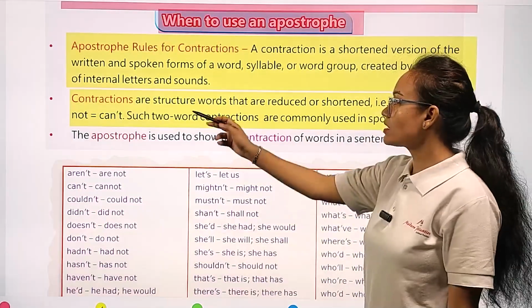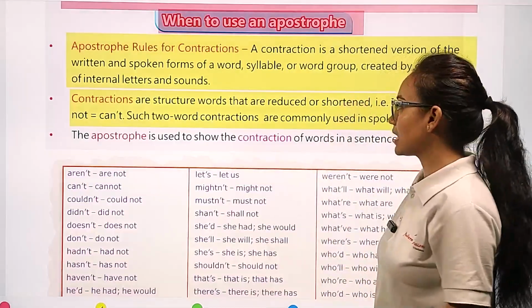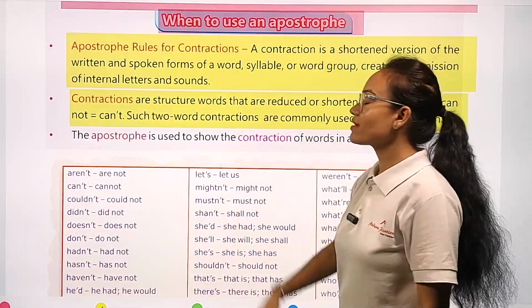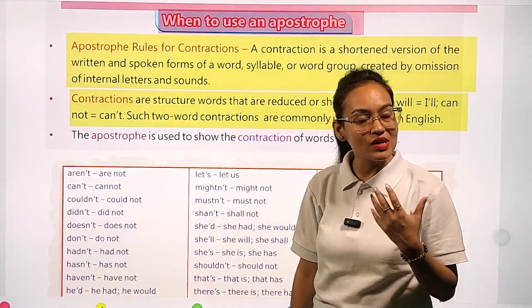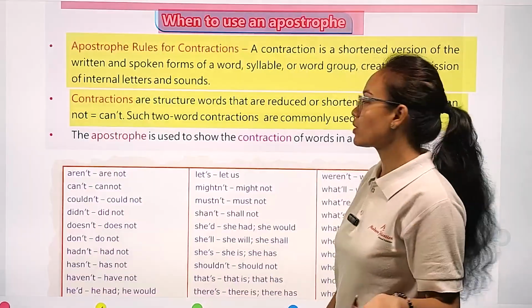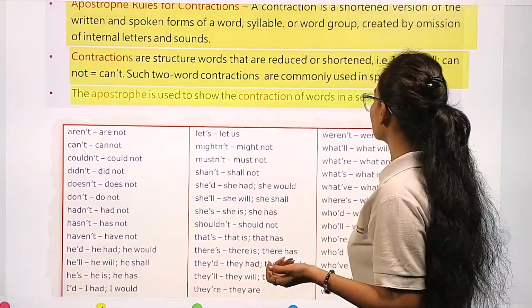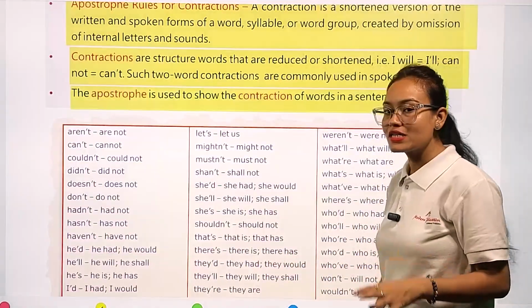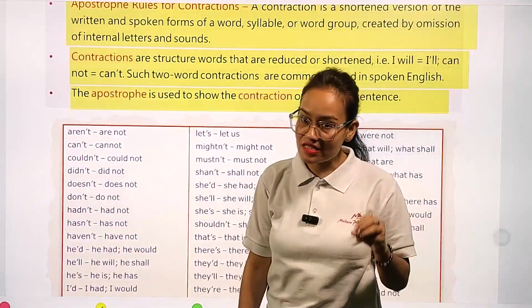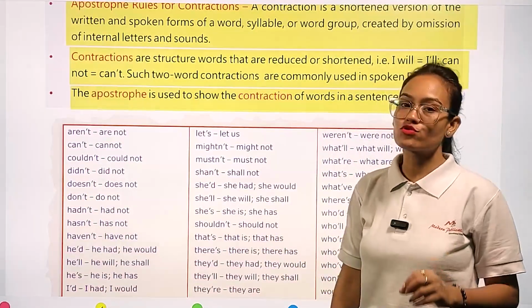Cannot, can't. Such two word contractions are commonly used in spoken English. So this type of contractions are generally used in speaking English, whenever we are speaking. The apostrophe is used to show the contraction of words in a sentence. And to show this contraction in the sentence or in any word, we use the apostrophe punctuation mark.